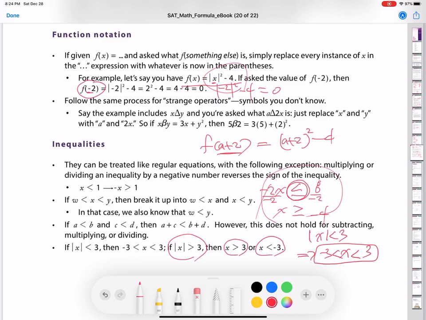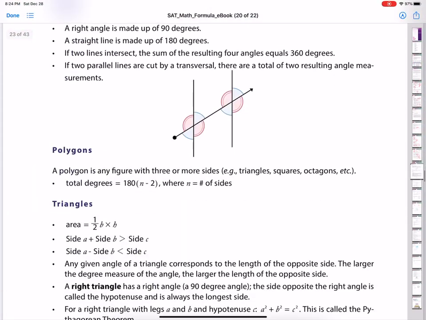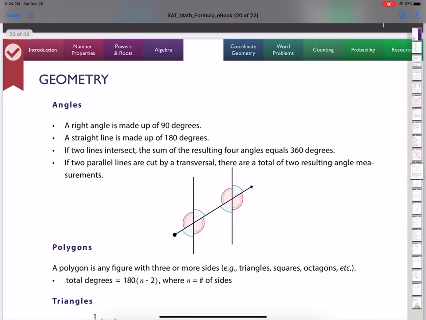Okay? Next. Let's keep practicing problems. Geometry part.